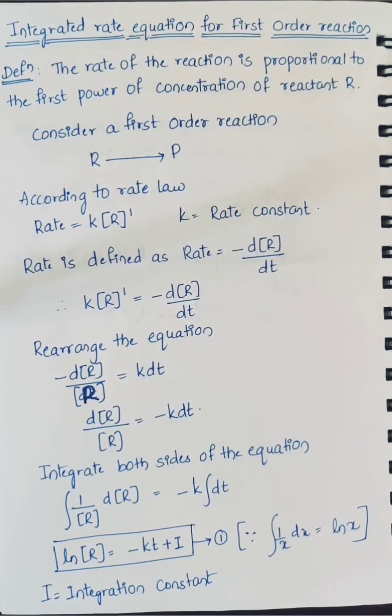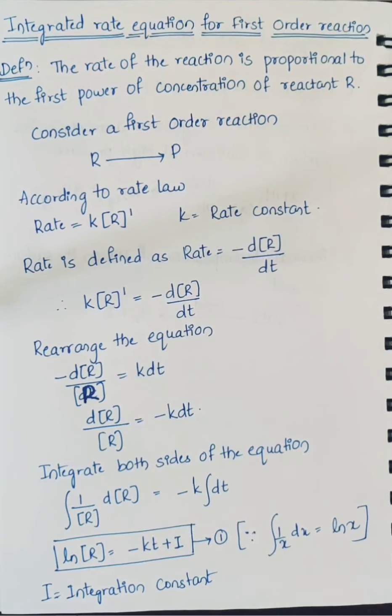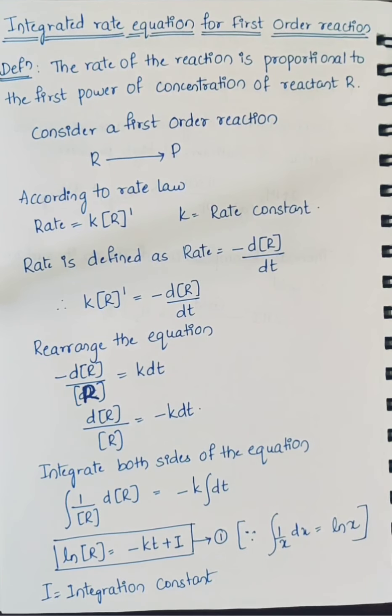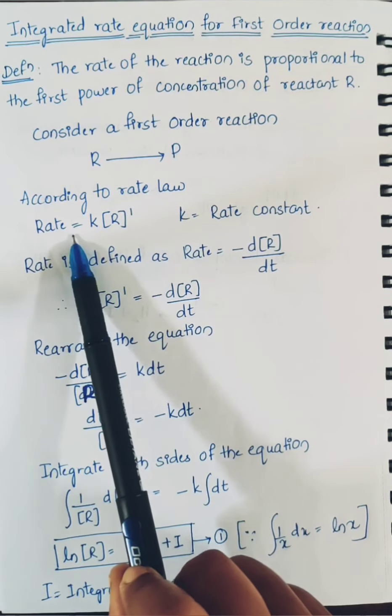Now let us consider a first order reaction, R giving rise to P. R is the reactant here and P is the product. You can write the rate equation in two ways. As we had written for the zero order reaction, similarly we can write the rate equation for this first order reaction. According to the rate law, how will you write the equation?